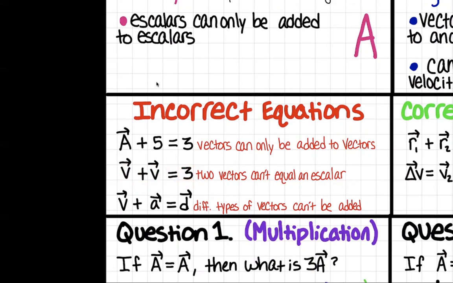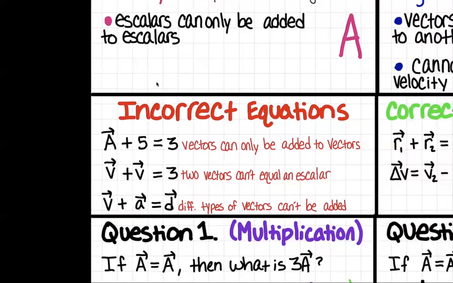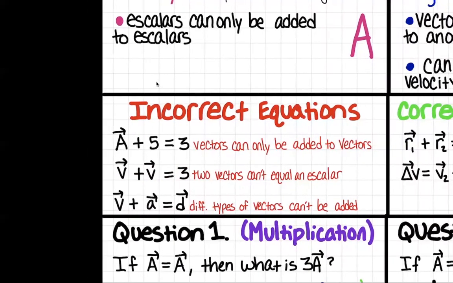Now the last one: vector v plus vector a equals vector d. Why is this incorrect? Because you cannot add different types of vectors. In this case, this would be the velocity vector, this would be the acceleration vector, and this could be the direction vector. You cannot do this because different types of vectors cannot be added, okay?